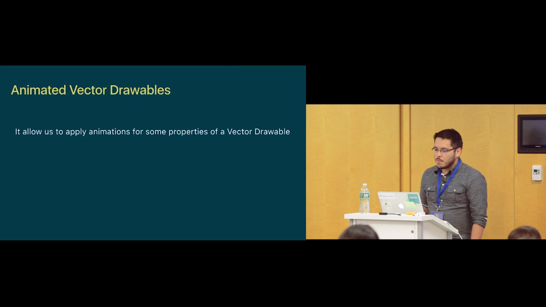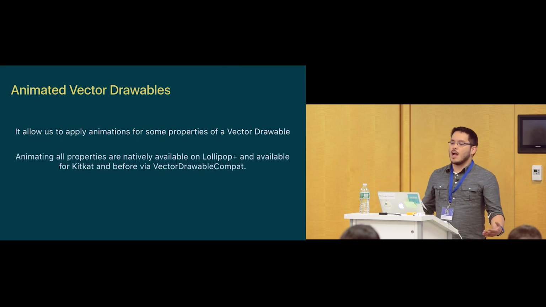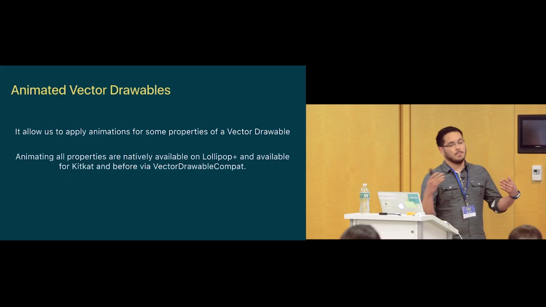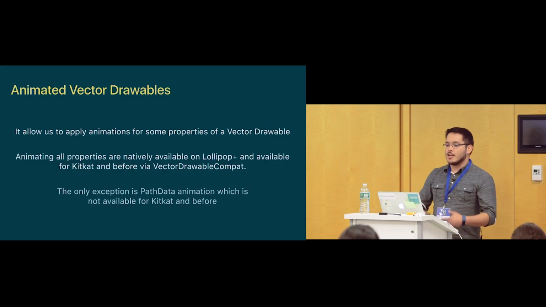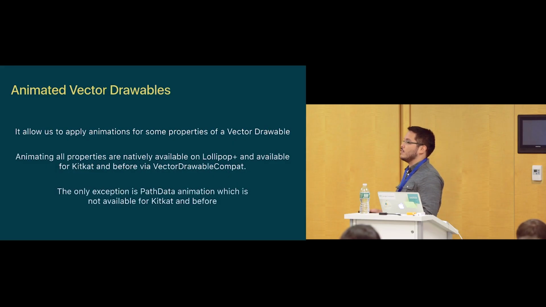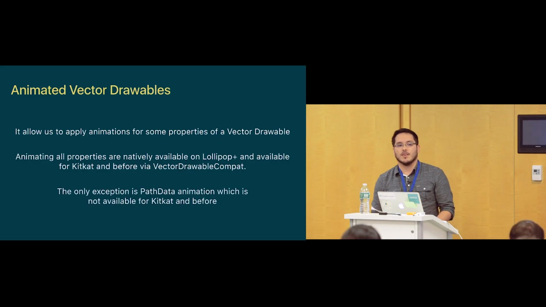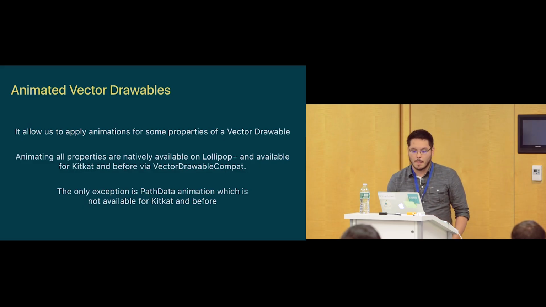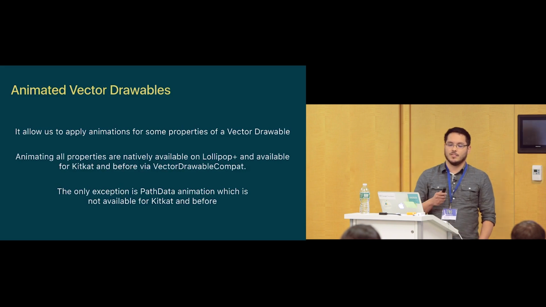So it allows us to apply animations for some properties of vector drawable, like I said before. Animating all properties is natively available on Lollipop and up, and available for KitKat and before via vector drawable compat. The only thing that is not available in vector drawable compat is the path data animations. That is only Lollipop and up, but it's still worth taking a look at, since Lollipop is becoming the minimum, almost soon, we hope.